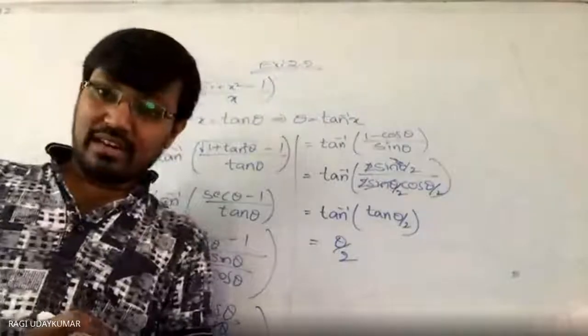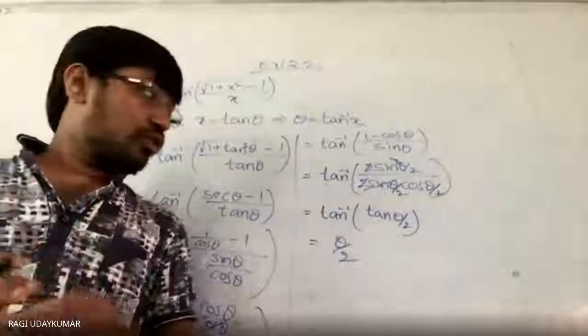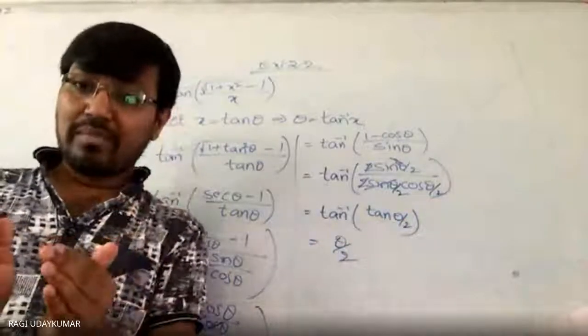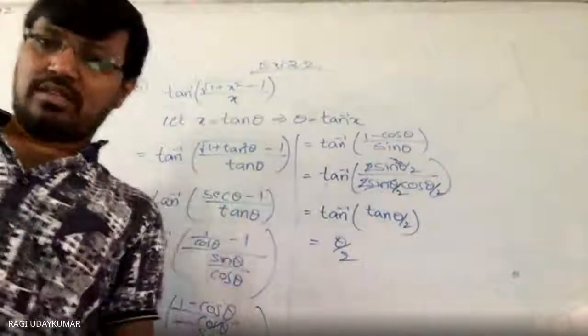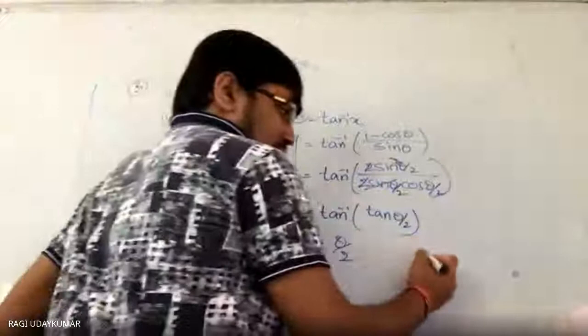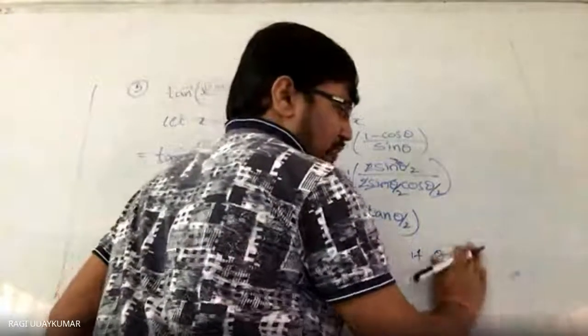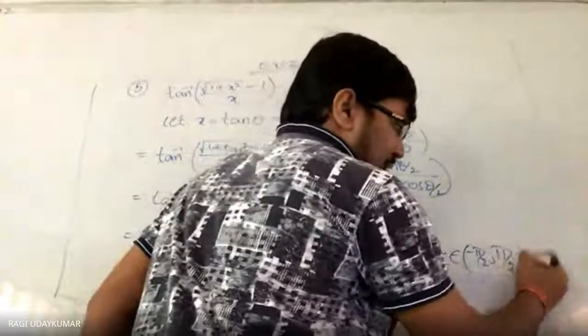Do you remember? Minus pi by 2 to pi by 2. Is it an open interval or a closed interval? It is an open interval. So only if theta by 2 lies between minus pi by 2 and plus pi by 2 is this possible. That condition should be mentioned.